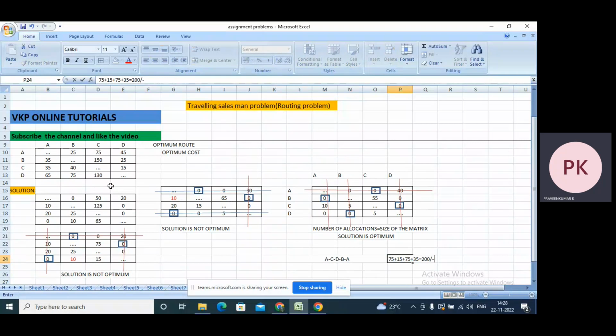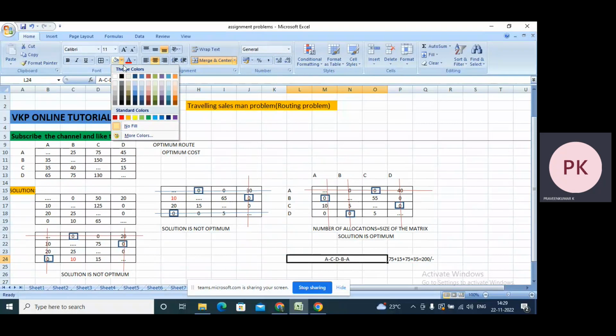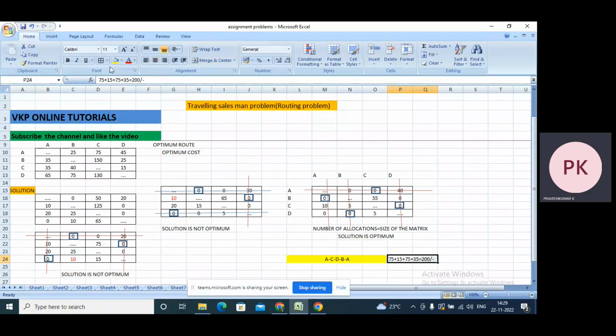So this is the total optimum cost for the traveling salesman problem. And the optimum route is A to C, C to D, D to B, and B to A. So this is the optimum route, and this is the optimum cost.